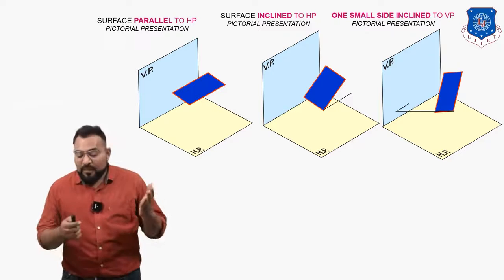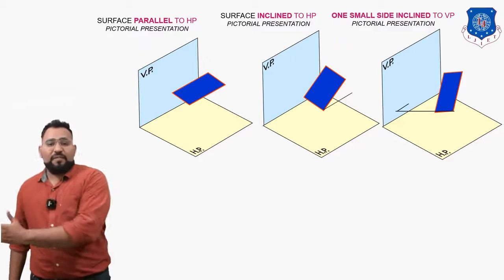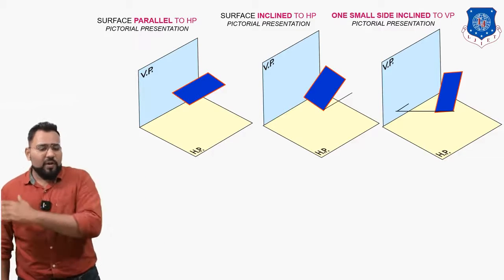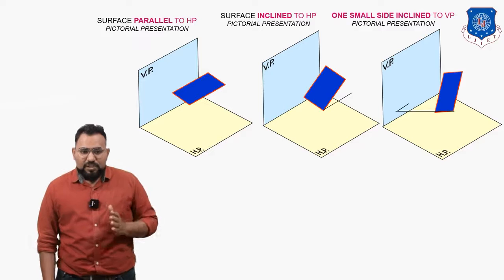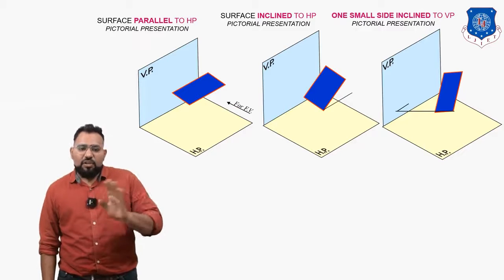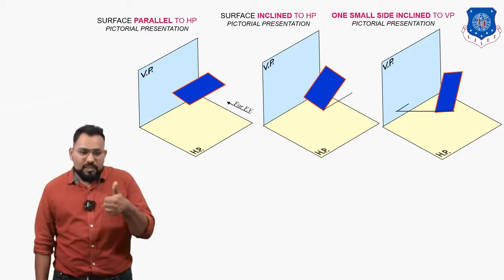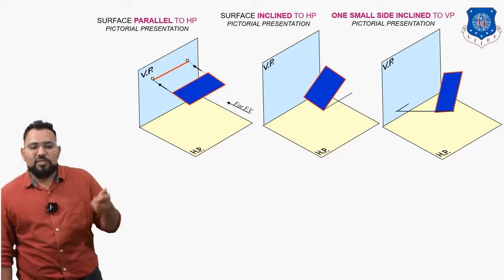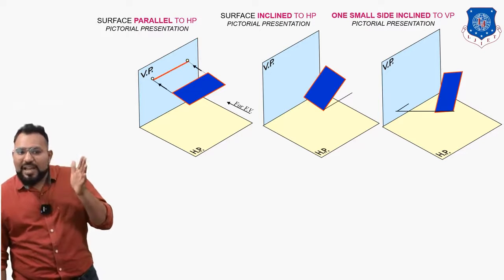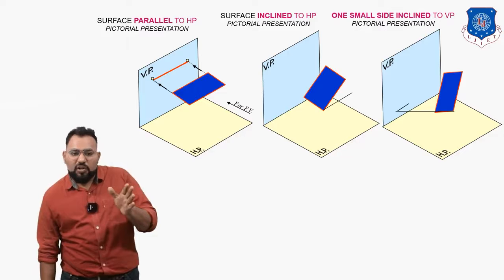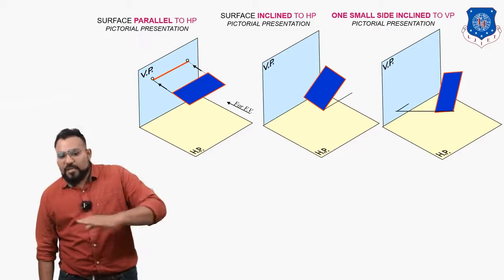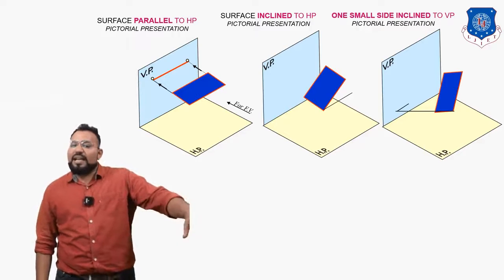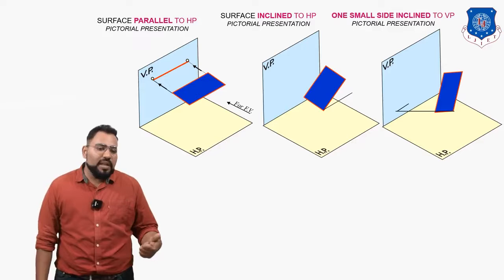Now, how to draw the projection of these three different things? Let us see the first picture. Let us take a projection of this plane surface. See the first picture, take the projection in the vertical plane. It will look like a line. If you take a projection on VP, this plane surface is going to look like a line in VP.